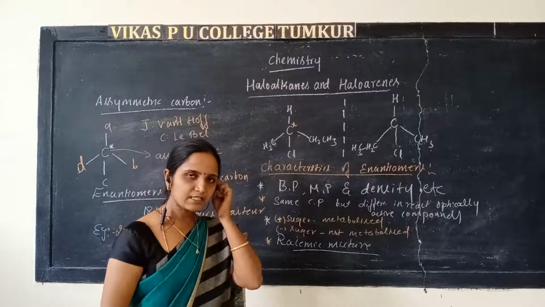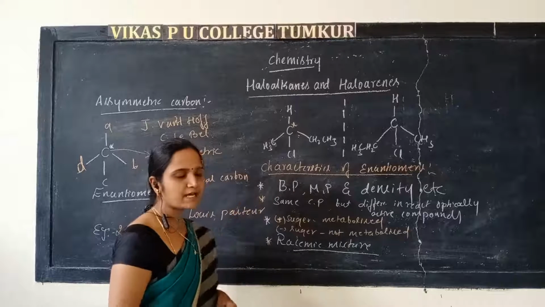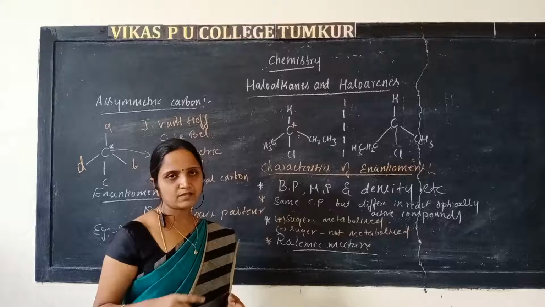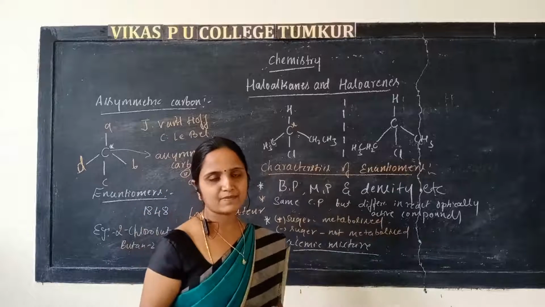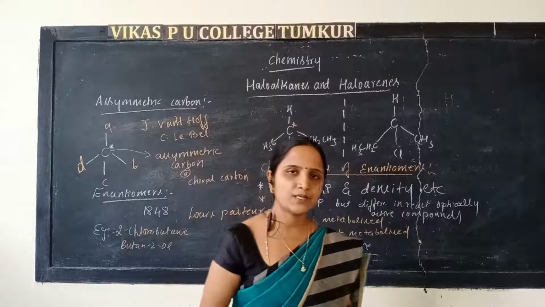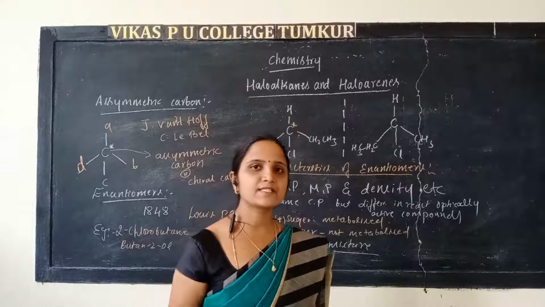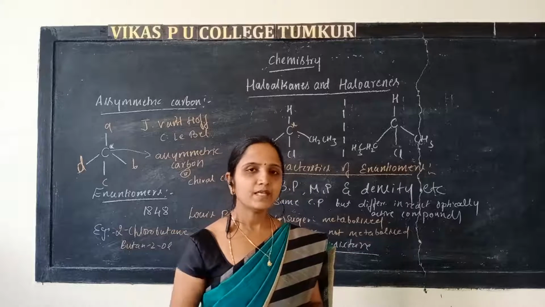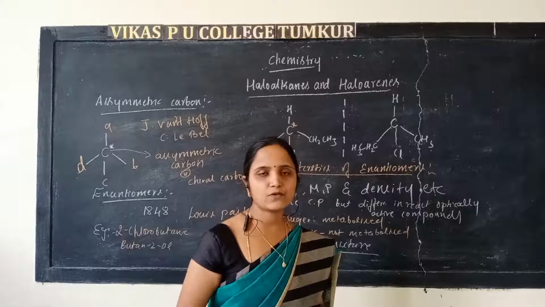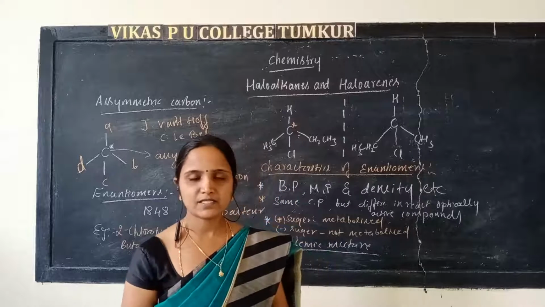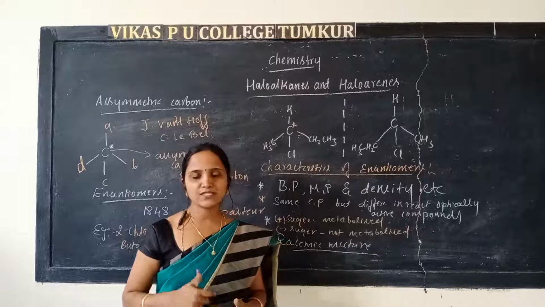The characteristics of enantiomers are that the physical properties, boiling point, melting point and density, are the same, but the rotation of plane polarized light is different. The magnitude of specific rotation is the same but with the opposite sign.